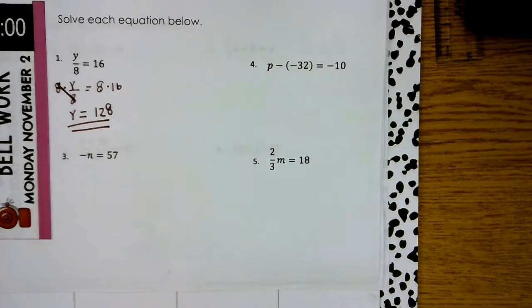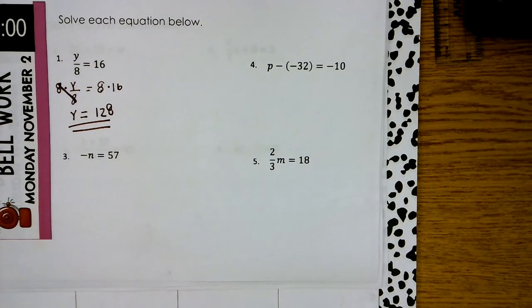And now we are done. We have solved the equation. We got our variable on one side of the equation by itself. So y is equal to 128.